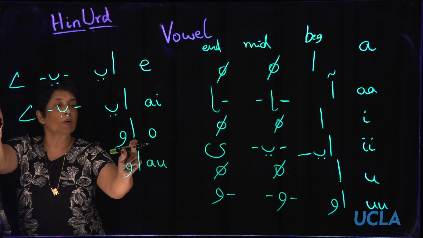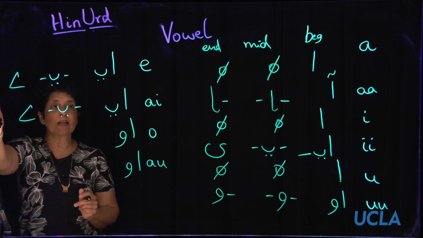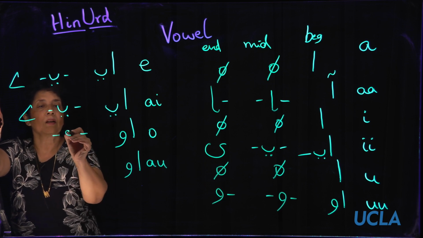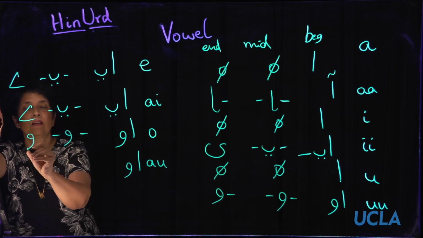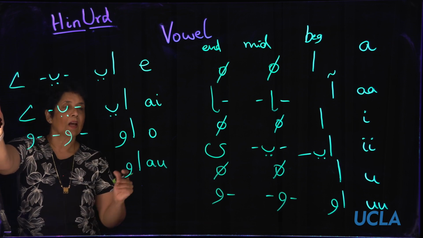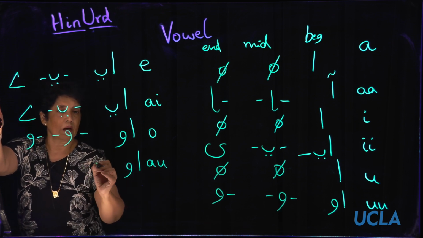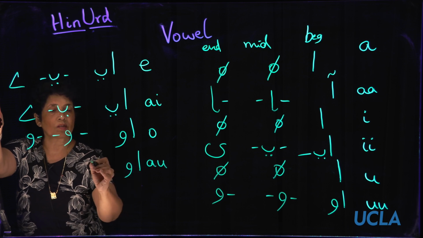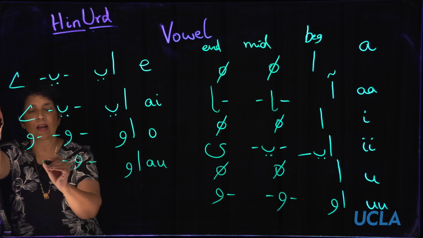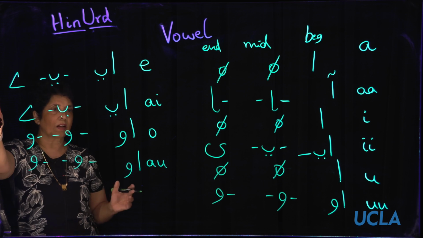If you begin a word with o, that's what it'll look like. In the middle, it'll look like that. At the end, it'll look like that. And o: if you begin a word, that's what it looks like. In the middle, that's what it looks like. At the end, that's what it looks like.